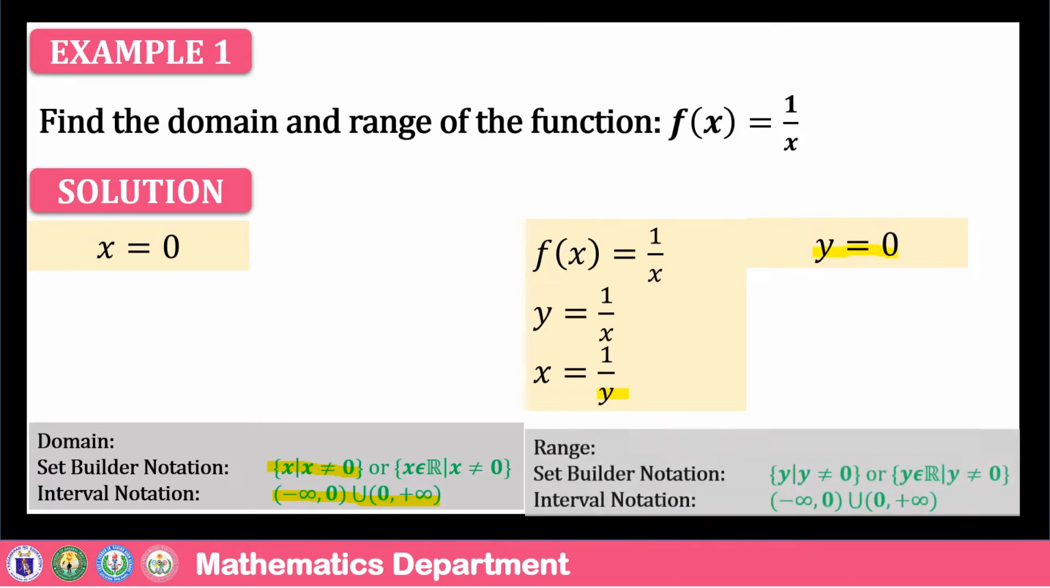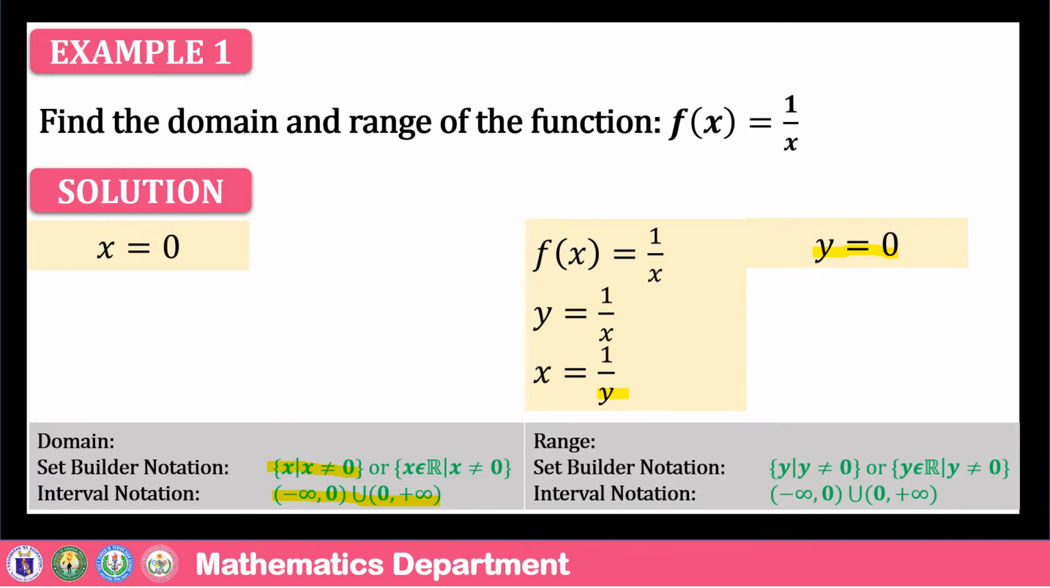Ibig sabihin yan, pag sinulat natin yung ating range, that is the set of y such that y is not equal to 0. Or, in interval notation, pwede natin siyang isulat as from negative infinity to 0, union 0 to positive infinity. Now, kung mapapansin niyo, yung ating domain and range dito ay pareho lang. From negative infinity to 0, union 0 to positive infinity. Pero, I would like to emphasize na hindi sa lahat ng cases ay pareho yung ating domain and range na makukuha.